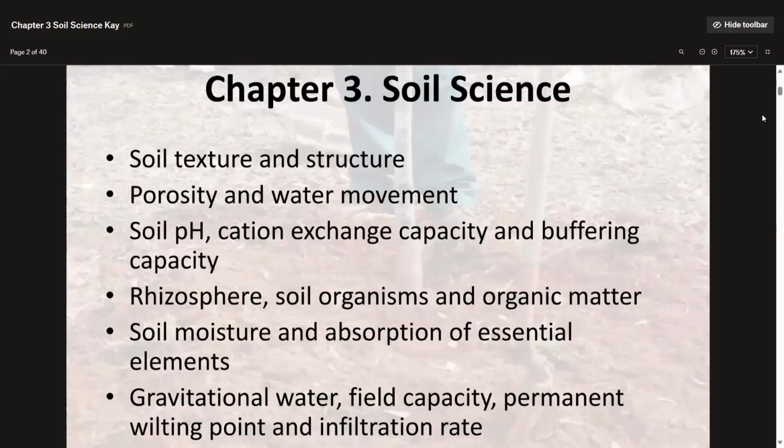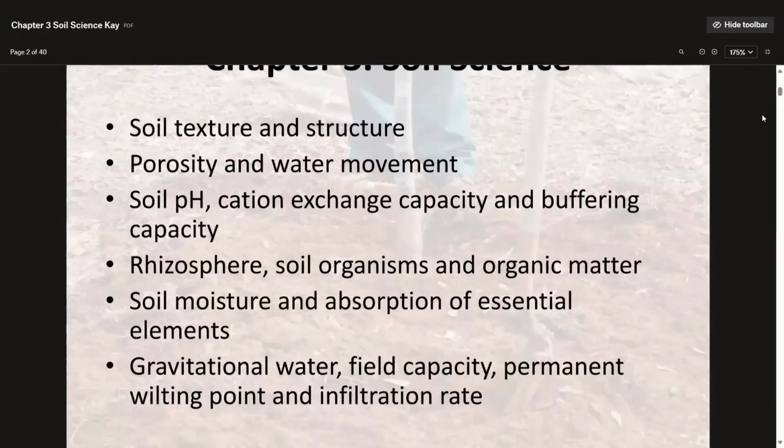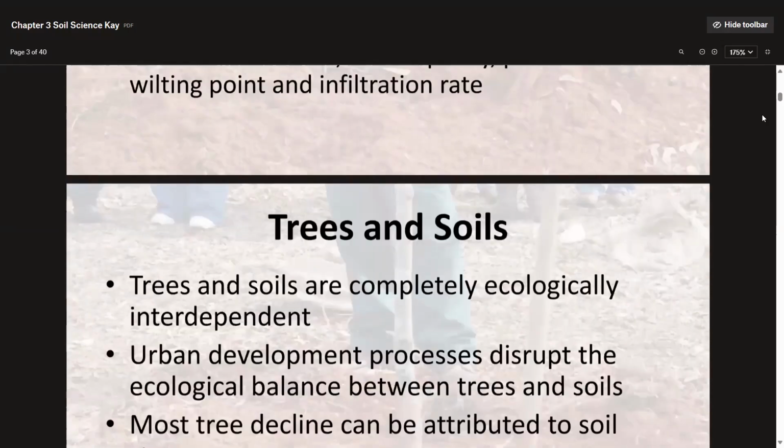All right. We're going to go over the rhizosphere, soil organisms, and organic matter. Soil moisture and absorption of essential elements, all critical for trees. Gravitational water, field capacity, permanent wilting points, and the infiltration rate. Okay, we're going to talk about all that lovely stuff.